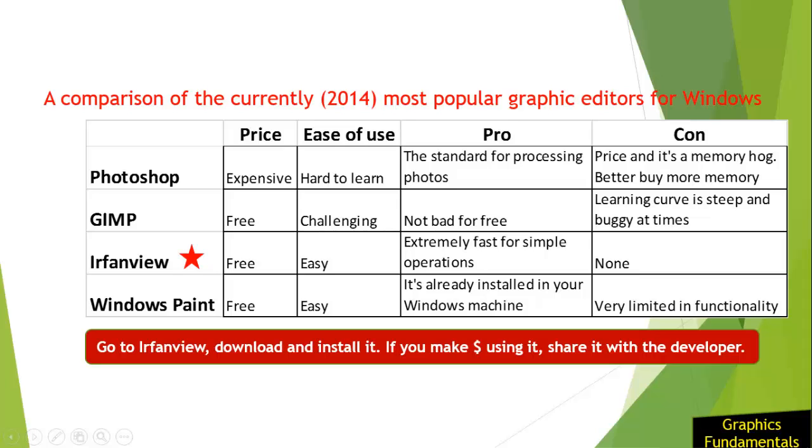So the things against it is that it's very expensive and it's a memory hog. So if you go and buy this, you better also save up and buy some extra memory for your computer because you will need it. The next one is GIMP. It's an open source software. It's out there. It's free to use, but it is challenging to learn how to use it. In my experience, it has a very steep learning curve, and it can be buggy at times.